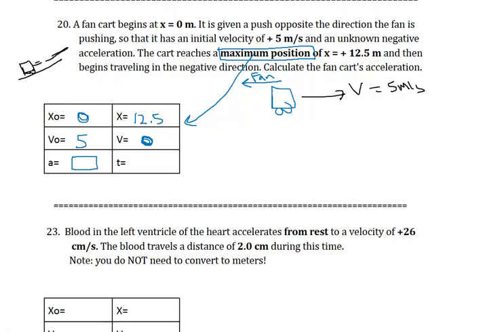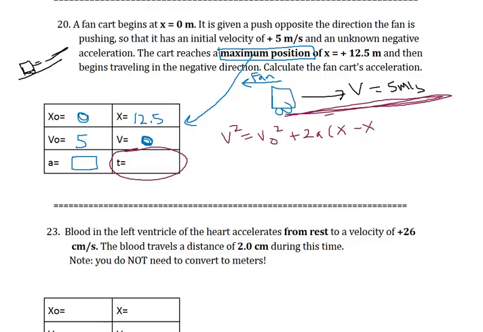All right, so in this case, we don't care what time that happened. We just want to know, how far did it go before it came back? Could not care less about the time. So that means we're going to use don't know, don't care about time. And V final is 0. That's going to clean things up a little bit.